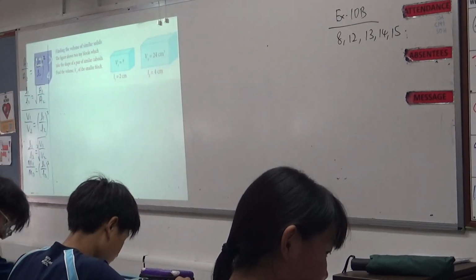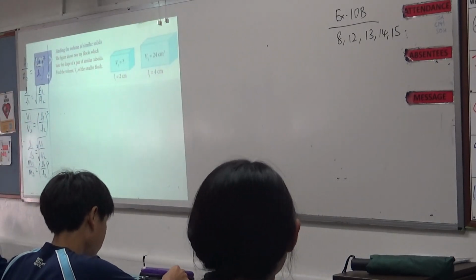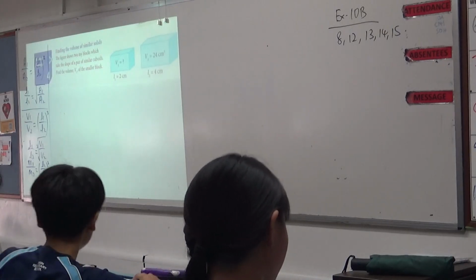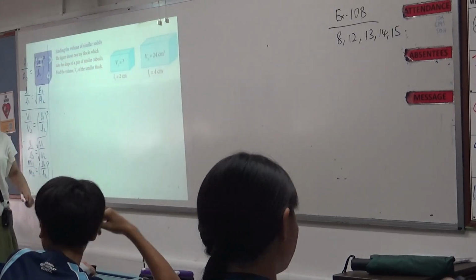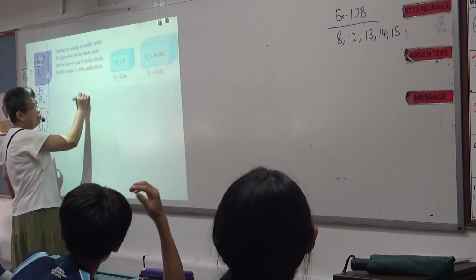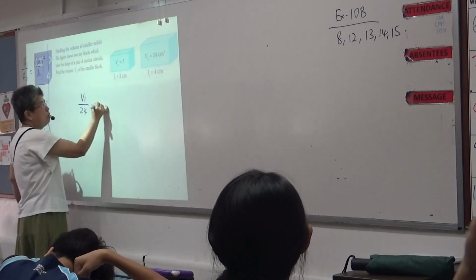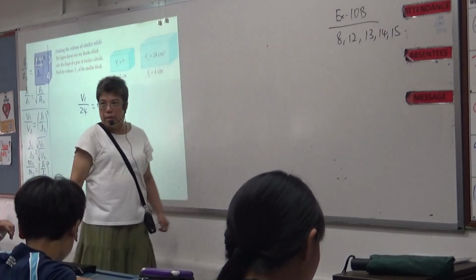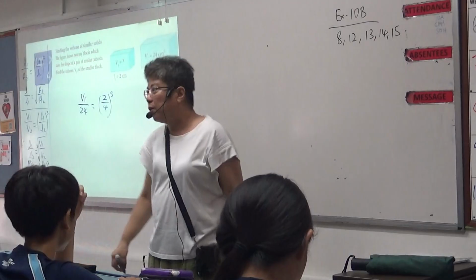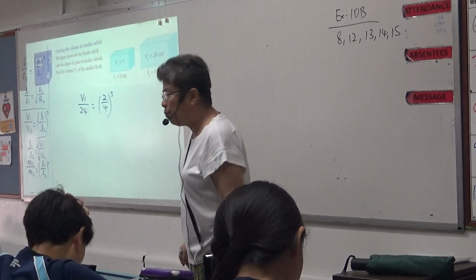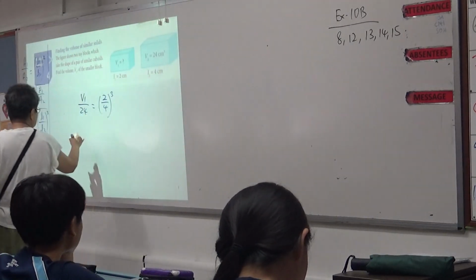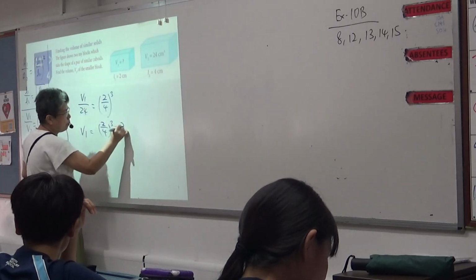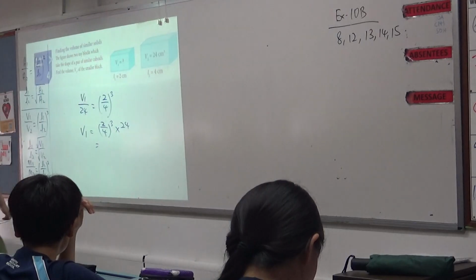The figure shows two toy blocks which take the shape of a pair of similar cuboids. Find the volume V1 of the small block. All of you look up at the presentation. It will be V1 over 24 is 2 over 4 cubed, right? Now, why is it a cube this time? Because we are talking about volume. Okay? So, this will be V1 equals 2 over 4 cubed times 24.